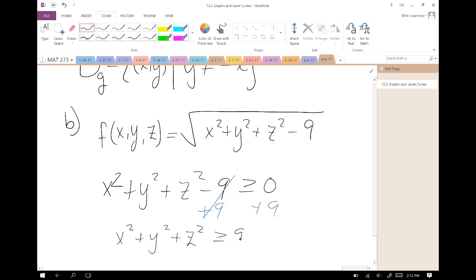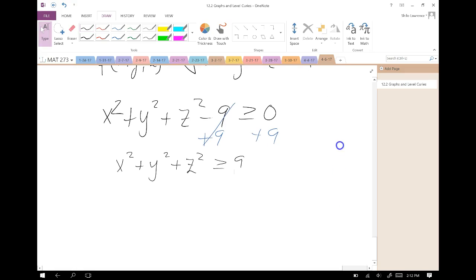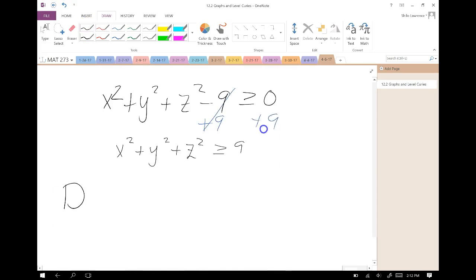So x squared plus y squared plus z squared must be greater than or equal to 9. So we're going to write that in set builder notation. The domain for, what do we call this guy? F?